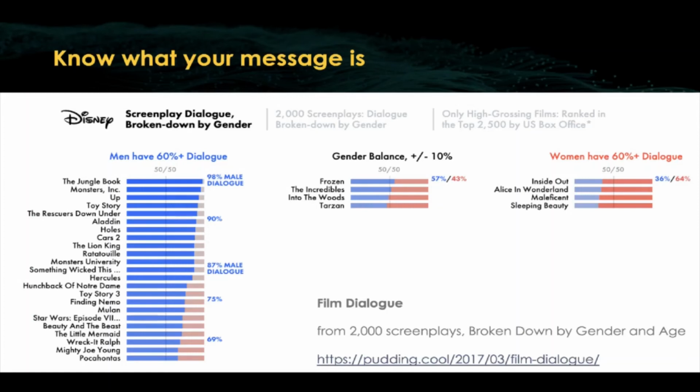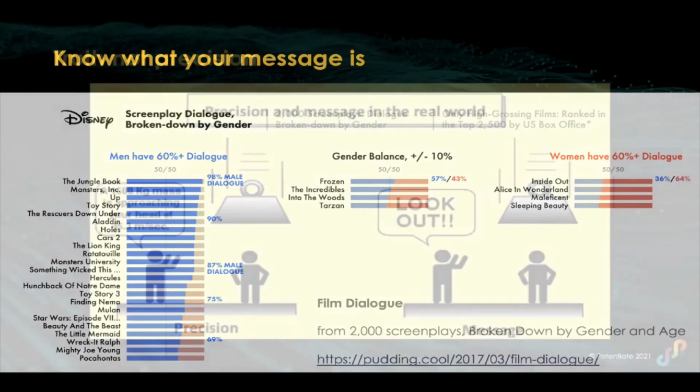So not only have they used bar charts to show the difference, but they've grouped all of the categories where men have 60% or more on the left, where there is a gender balance, and where women have more dialogue on the right. And we can see, without having to read the detail, that column of men having more dialogue is simply much, much bigger than the other two combined. That is knowing what the message is.